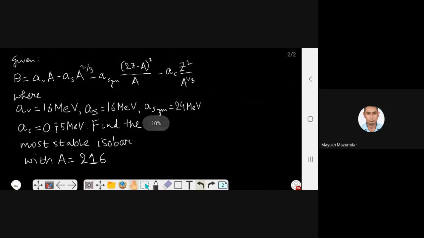So the question is that you are given an expression of binding energy which looks like this, where the parameters' values are these. They've asked you to find the most stable isobar with A equal to 216. Simply, you need to find the value of Z, that is, the atomic number when A is 216. What is an isobar? Different elements having the same mass number, right? So when the mass number is 216, for the most stable isobar, what is the value of Z? Just copy the question and I'll tell you how to do this.